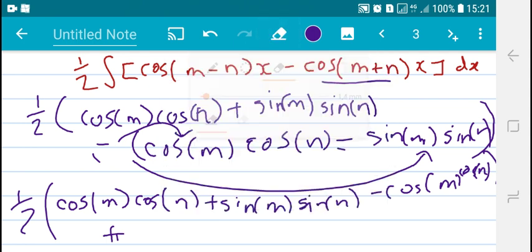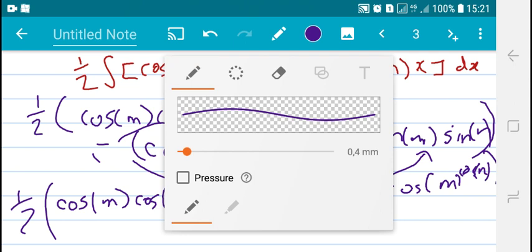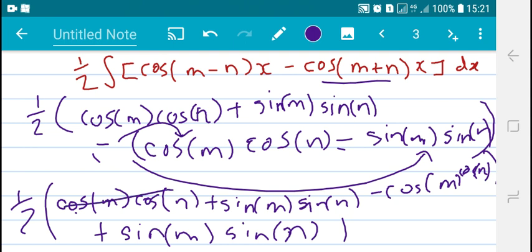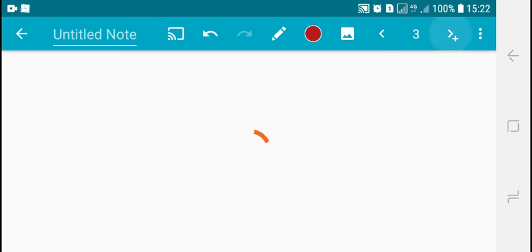Hang on, let me just rub this out. So positive sine of m sine of n. Now we notice that positive of cosine of m cosine of n should cancel with positive of cosine of m cosine of n. And then we have these two terms. This term is the same as this term, so it's just 2 times this term. So just write this down on another page.